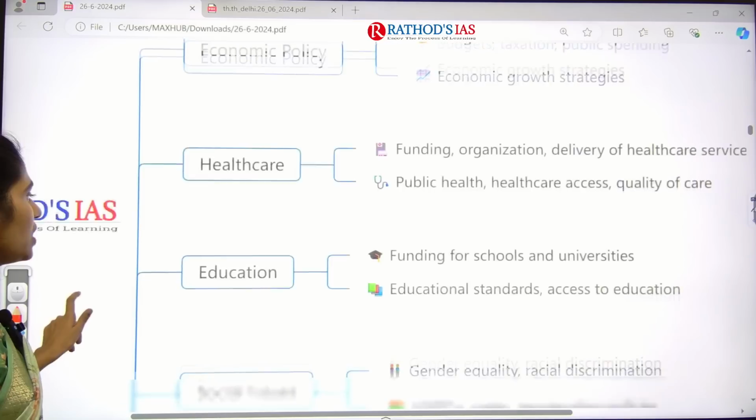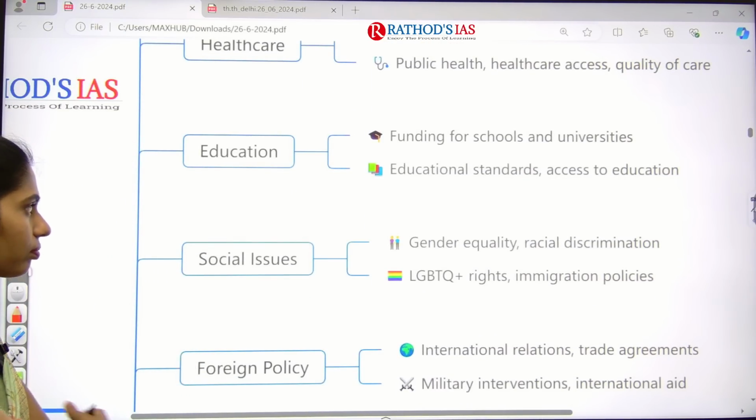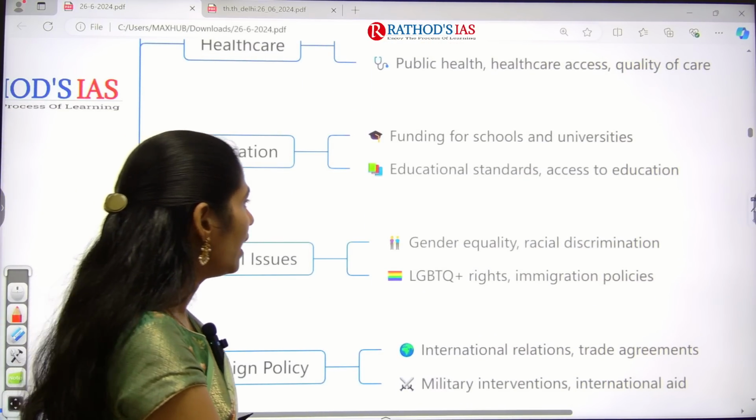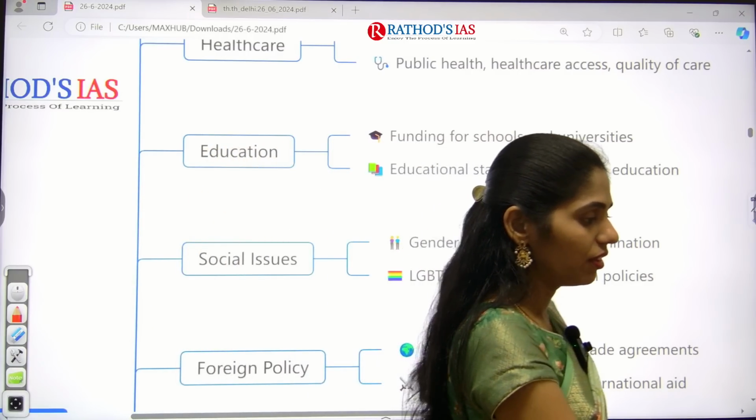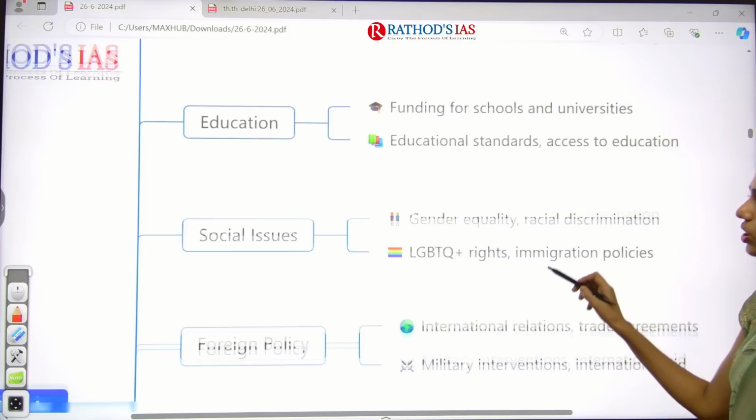And next one is in this field of education also, for funding of public schools or government schools as well as universities, and education standards, and even if we need any new education policy or not. And next one is access to education.